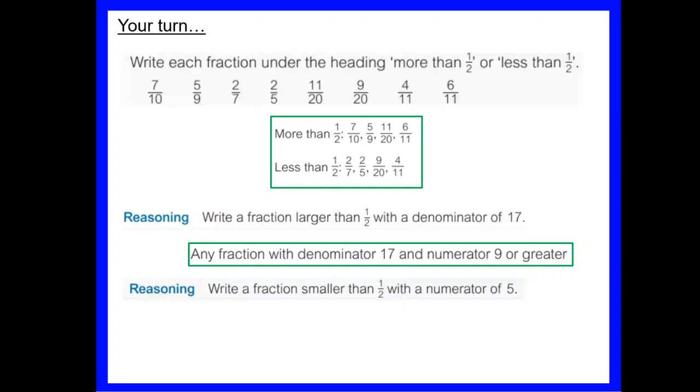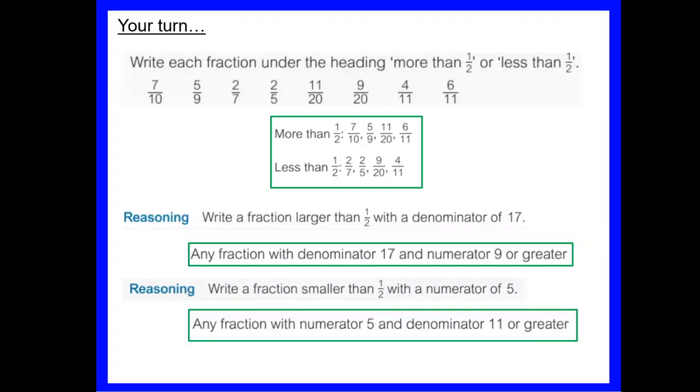For the bottom one then, we want one smaller than a half with a numerator of 5. So you can have any fraction that has a numerator, a top number of 5, and the denominator needs to be 11 or more. So just have a check, make sure you're happy with yours.